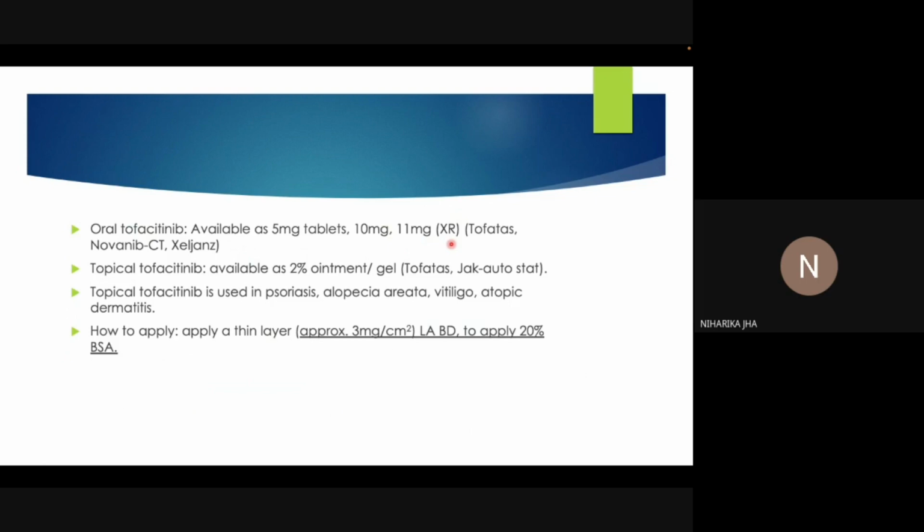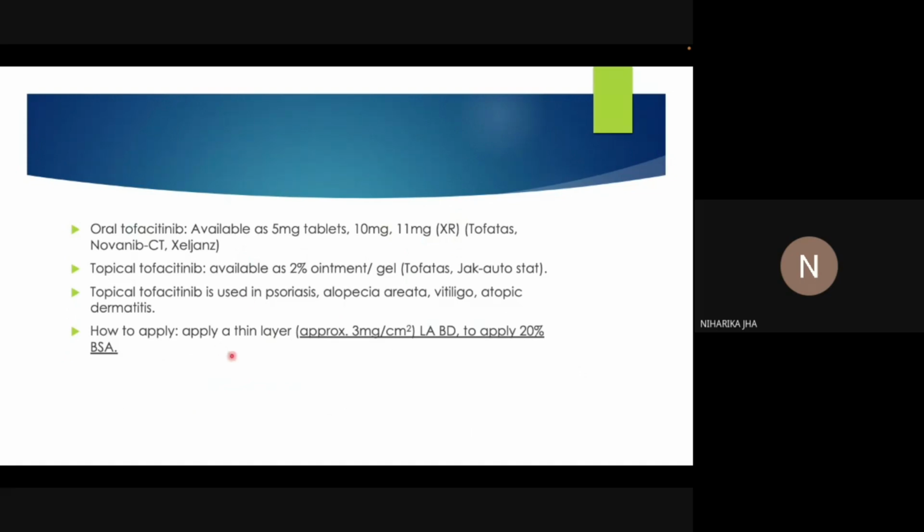The topical tofacitinib is available as 2% ointment or gel. Tofatas is present in ointment form, and JAK Autostat is present in the gel form. Again, tofacitinib in the topical form can be used in the treatment of these diseases as I've discussed: psoriasis, alopecia areata, vitiligo, and atopic dermatitis.